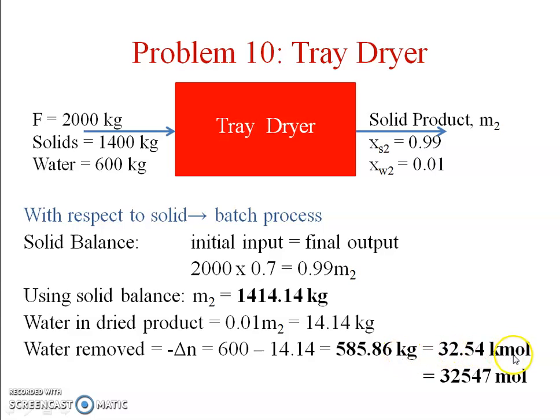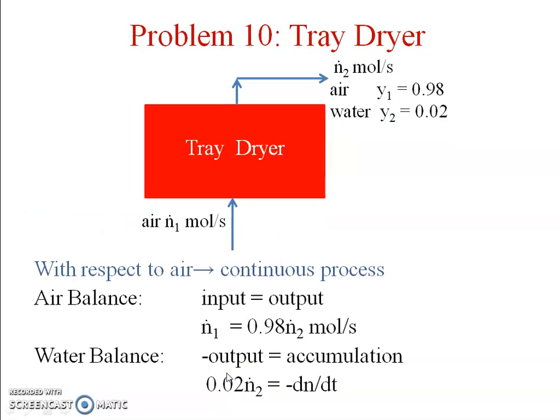If I convert it into kilomoles, I divide this by 18, that is the molecular weight of water. So this gives me 32.4 kilomoles of water, or I can write it as moles. Okay, so this is the water which has been removed. I am saying that this is equal to delta N, which we will use in the following steps.